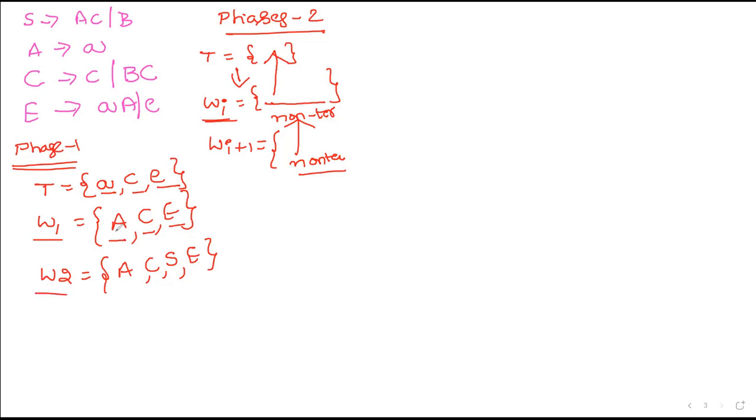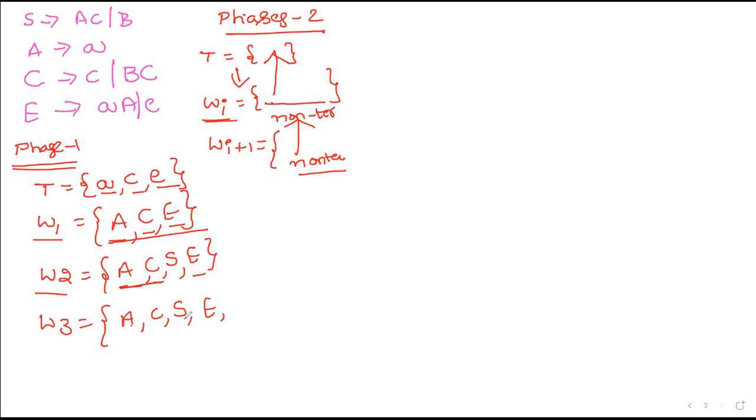What is W2? W2 contains the non-terminals that produce these non-terminals. So, everyone is present: A, C, E. These are present here. AC is derived from S. So, that is the reason I am adding S. Now, construct W3, the procedure is repeated. A, C, S, E are compulsorily present, along with S, since AC is derived from S.